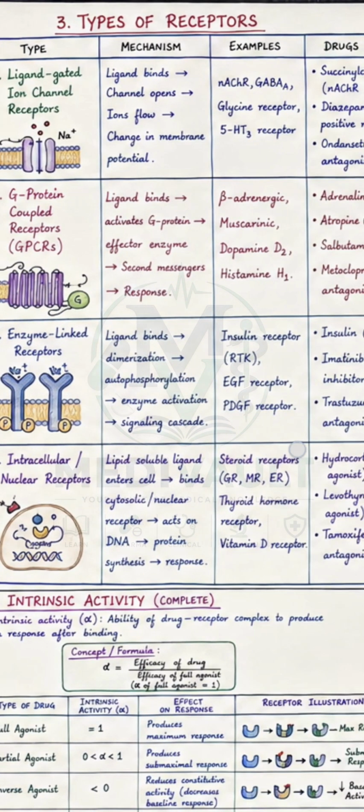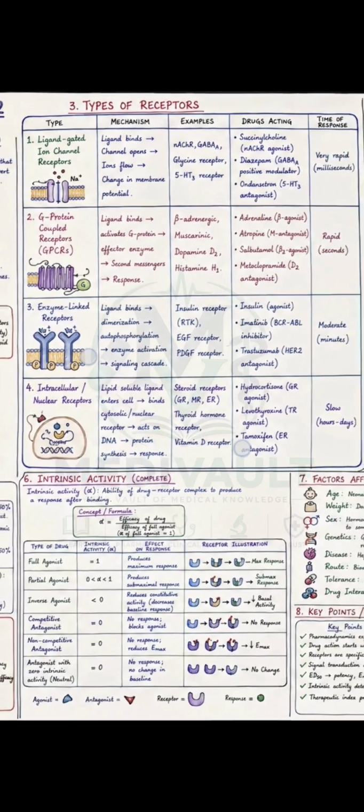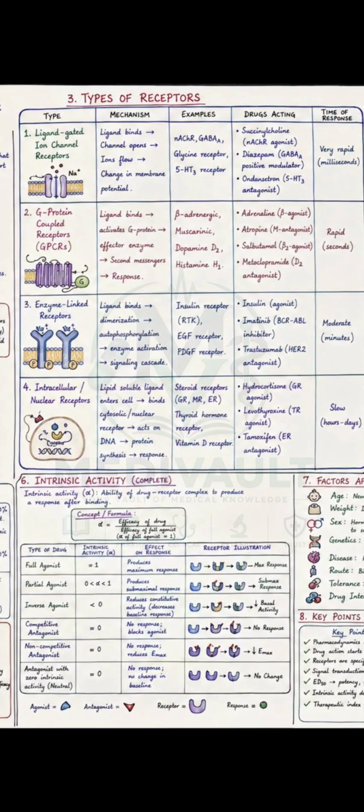The next thing we are going to study is the types of receptors. There are four major types of receptors. First is ligand-gated ion channels. Second is G protein-coupled receptors. Third is enzyme-linked receptors, and fourth is intracellular nuclear receptors.